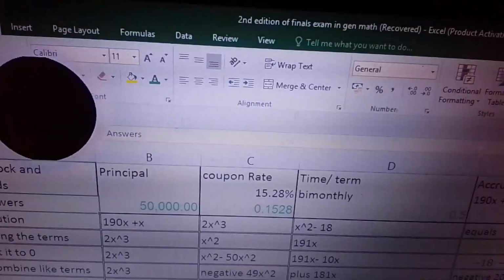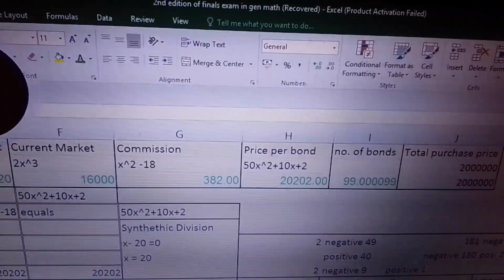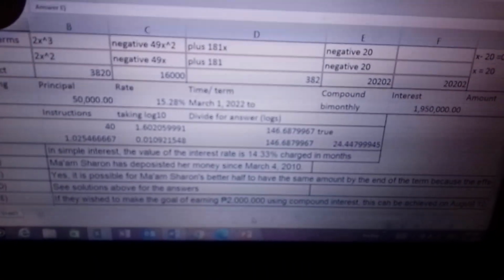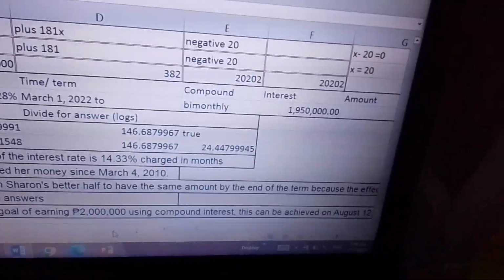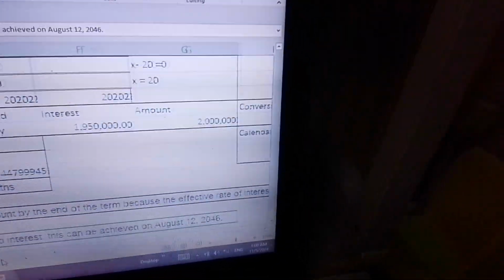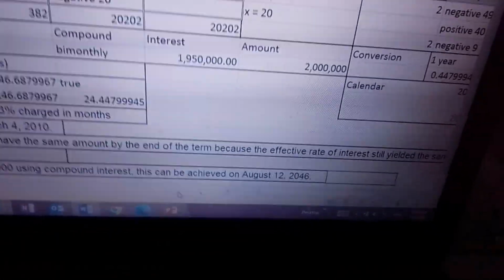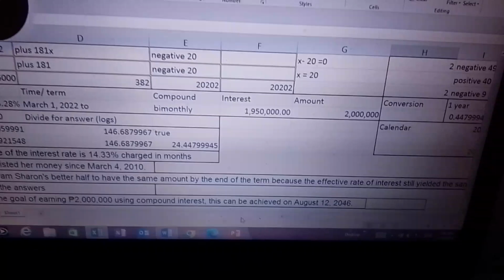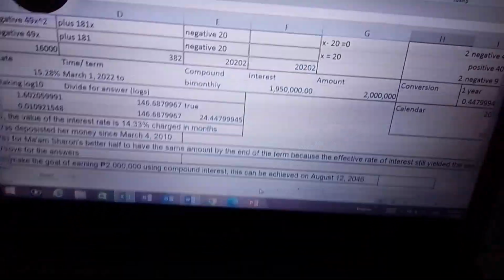So, yan. Okay? Last but not least, letter E, yung nga, if they wish to make the goal earning of 2 million pesos using compound interest, this can be achieved on August 12, 2046. Ang layo ha. Pero that's typical. If you want more money, you have to wait for it. Never mind if it will take years, it'll take months, it'll take days. But just be patient. And that's it.